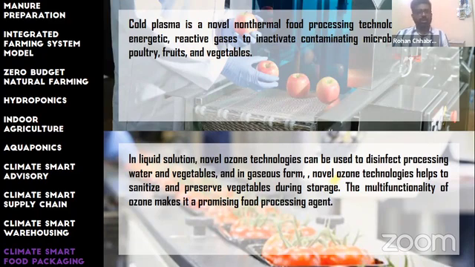And ozone technology could be used in two different ways. In liquid solution, novel ozone technologies can be used to disinfect processing water and vegetables, and in gaseous form, novel ozone technologies help to sanitize and preserve vegetables during storage. Both these technologies are novel, highly energy efficient and very effective, and hence both of these technologies could play a vital role in ensuring that we have a climate smart food packaging system.